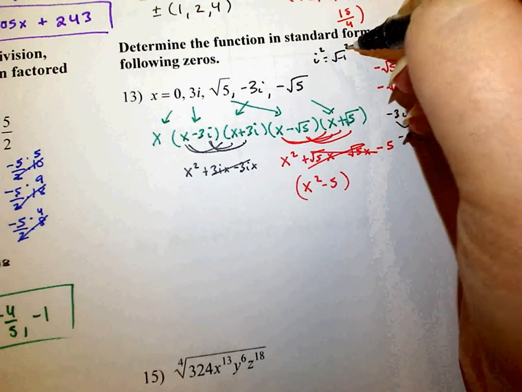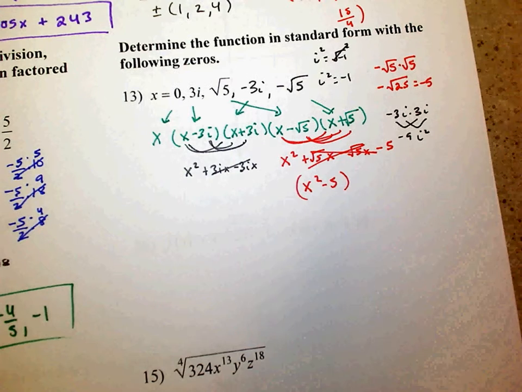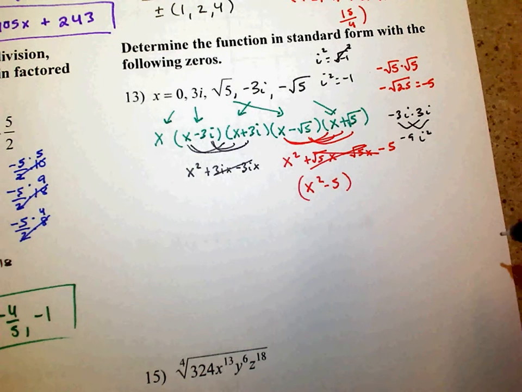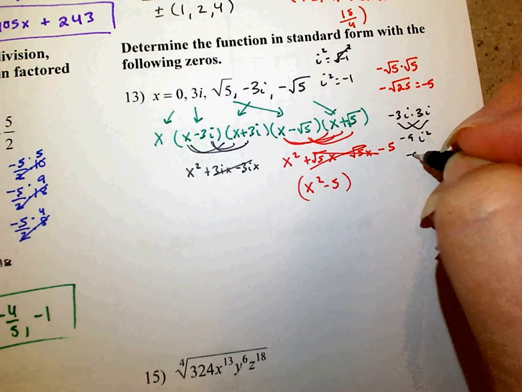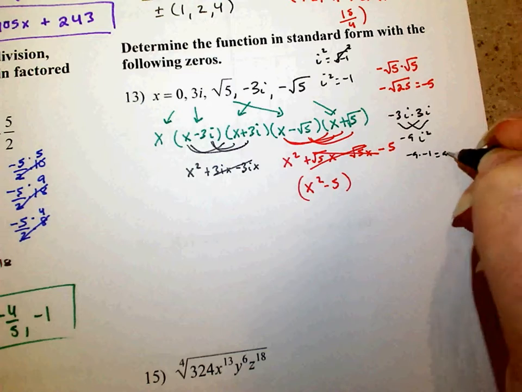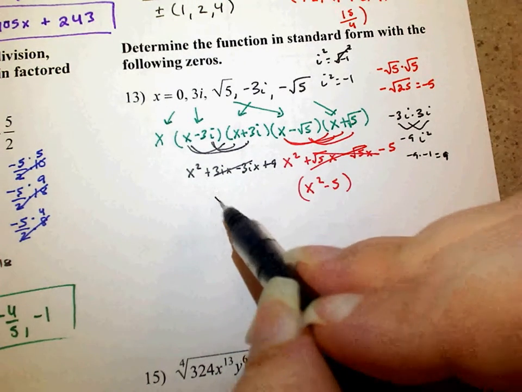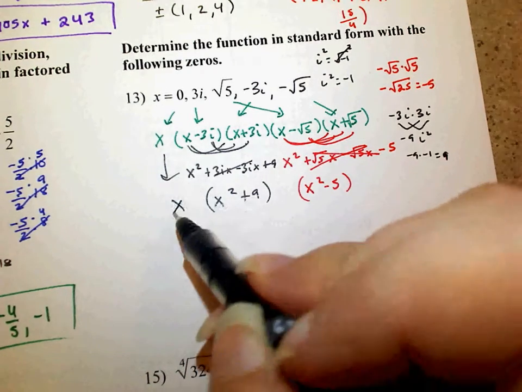If you need to, tap it in your calculator. I squared is on your calculator above the decimal, or i is, and if you square it, you get negative 1. So this is negative 9 times negative 1, and that's positive 9. So plus 9. So I've got x squared plus 9, and then bring down the x. Okay? Now I'm going to distribute these two, and then I'll distribute my x as my final step.